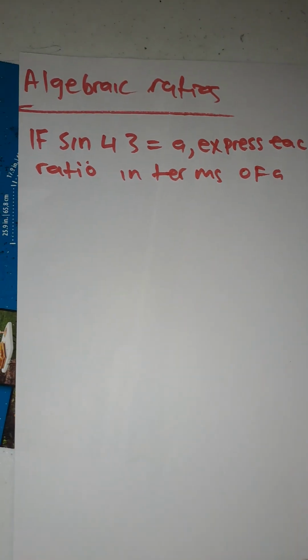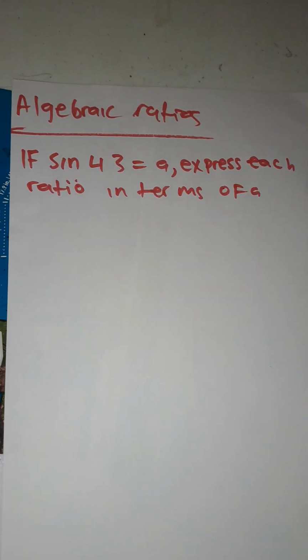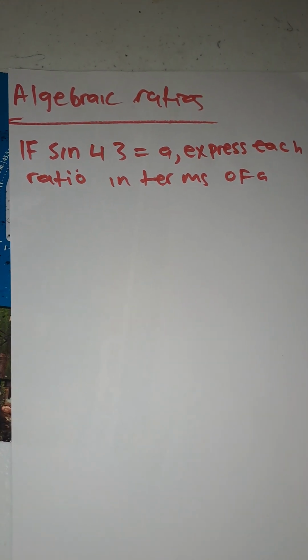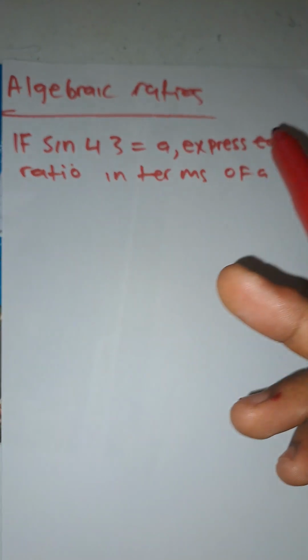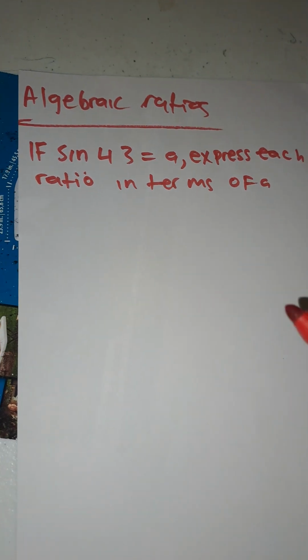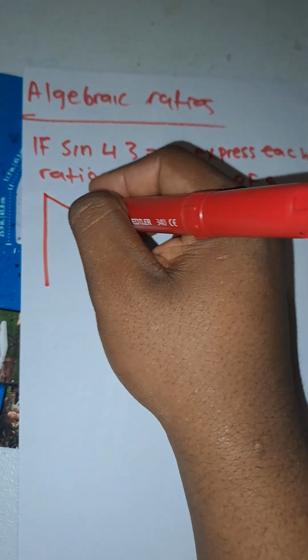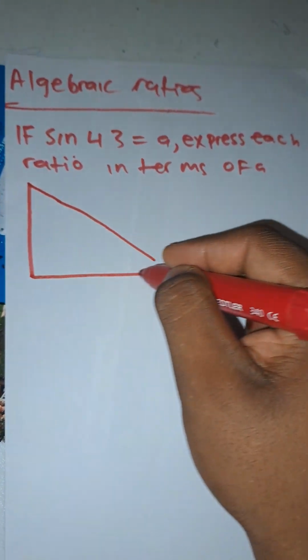Hello everyone, I'm fine. Another part of trigonometry, I think it's called algebraic ratios. So a question can come to you and say, if sine 43 is equals to A, express each ratio in terms of A. So the first thing that you must do, you must draw a triangle like this one.